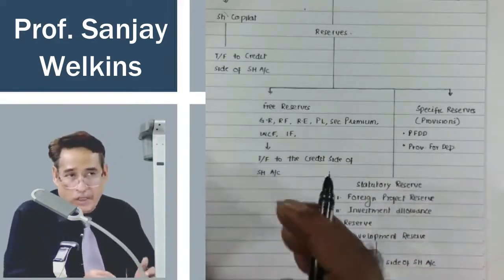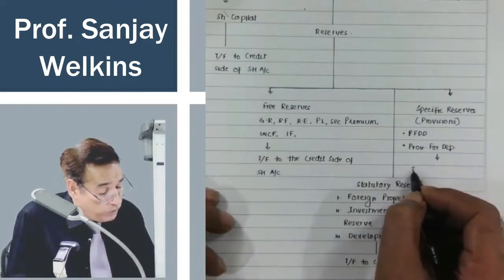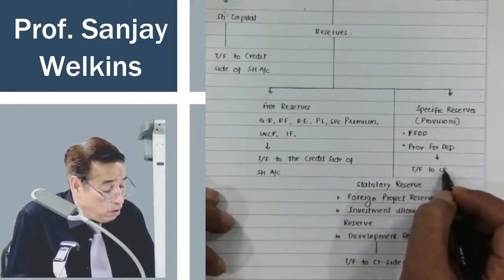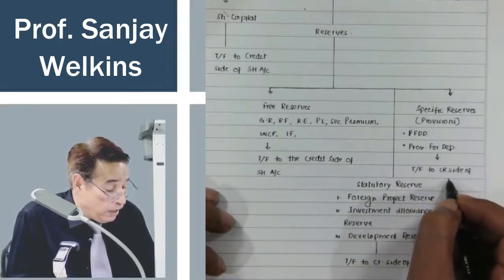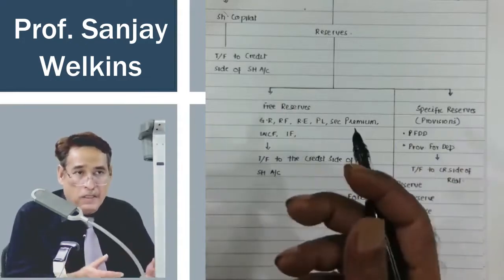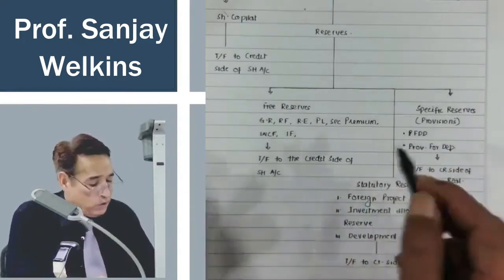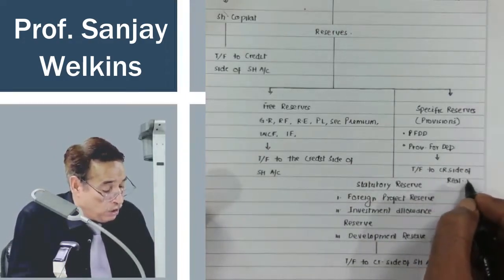If you come across any specific reserves, in that case it is better to transfer them to the credit side of realization account. The reason is that their corresponding assets against which these provisions are made are transferred to the debit side. So that is the reason it is better to transfer them to the credit side of realization account to close them out.